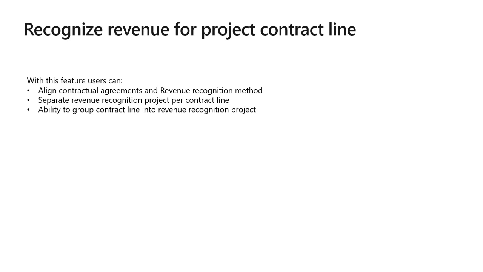When the feature is enabled, the system creates separate revenue recognition project for every project contract line. Users will be able to group the contract lines into a single revenue recognition project if desired. When revenue recognition is calculated, the system considers billing milestone for the selected contract lines and only includes forecast and actuals related to those contract lines for percentage completed contract or straight line revenue recognition.